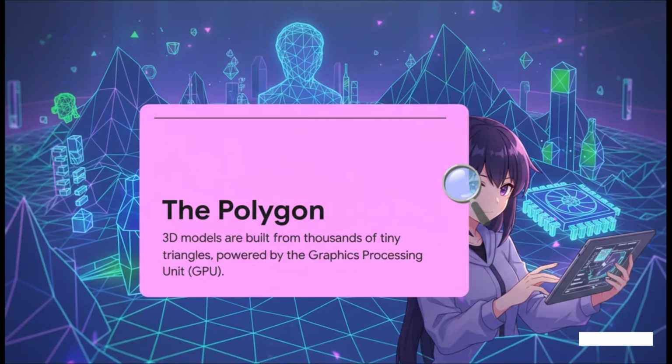The answer was actually pretty simple in concept, but unbelievably powerful in practice: the polygon, and specifically the good old triangle. Every single 3D thing you see in a game, from a character's nose to a giant skyscraper, is actually built from a web of these tiny little triangles. But to draw millions of them every single second, you needed a whole new kind of engine, and that was the graphics processing unit, or the GPU.